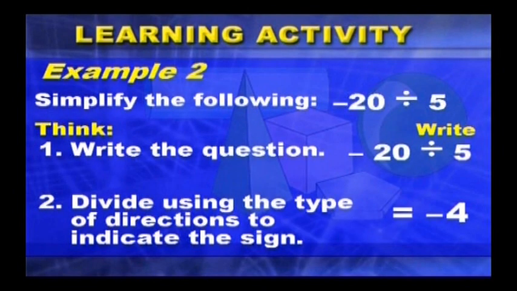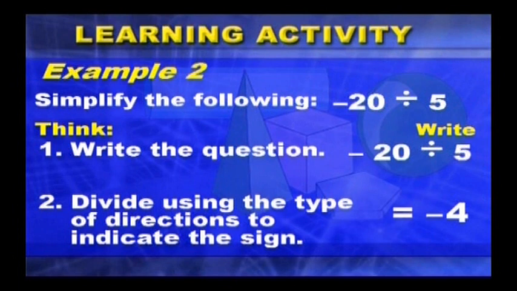Example number 2. Simplify the following. Negative 20 divided by 5. In case some numbers don't have the sign written, which is positive, it is still there. So when you see numbers like this without a sign, it is a positive number. Negative must always be placed in numbers that you are dealing with.